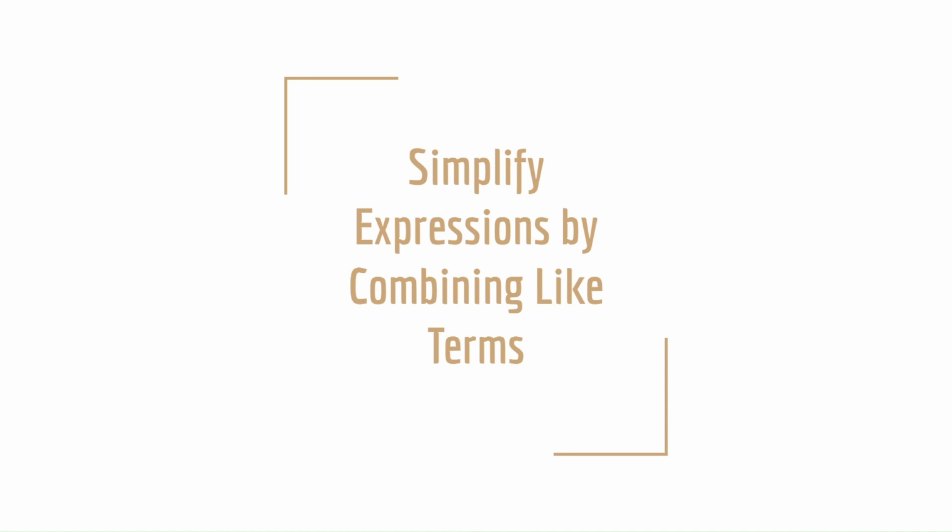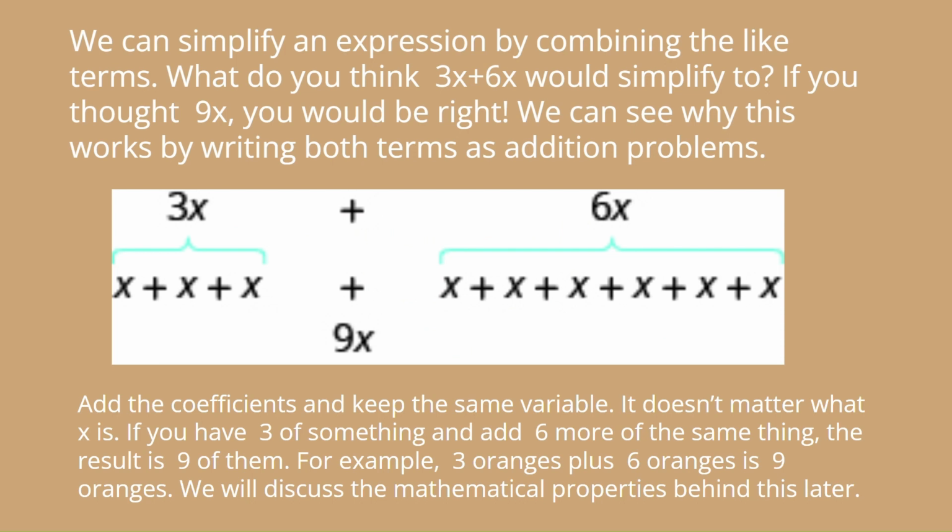Next, simplify expressions by combining like terms. We can simplify an expression by combining the like terms. What do you think 3x plus 6x would simplify to? If you think the answer is 9x, then you are correct.